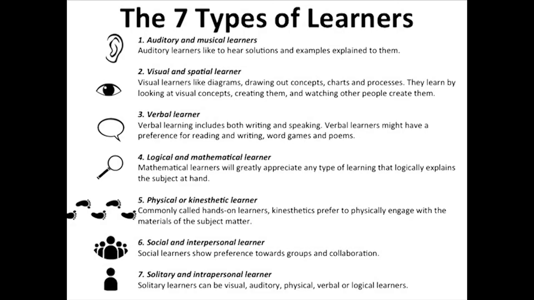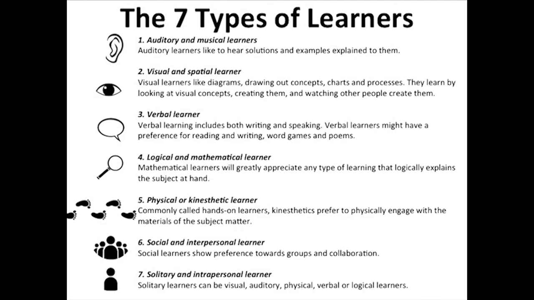And before we get to the how, let's just take a tiny moment to look at the different kinds of learners. Not everyone learns the same way. Some people prefer visual learning, some people prefer audio learning, some people prefer to learn in groups, and some people prefer to learn alone. So there are actually 7 types of learners. Audio and musical learners, visual and spatial learners, verbal learners, logical and mathematical learners, physical or kinesthetic learners, kinesthetic means moving, social and interpersonal learners, and solitary and intrapersonal learners.